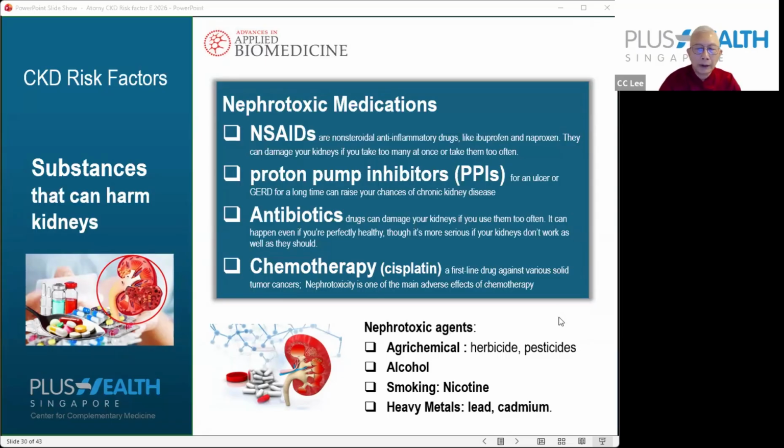Other agents that can damage the kidney are chemicals, alcohol, smoking, and heavy metals like lead and cadmium as well.